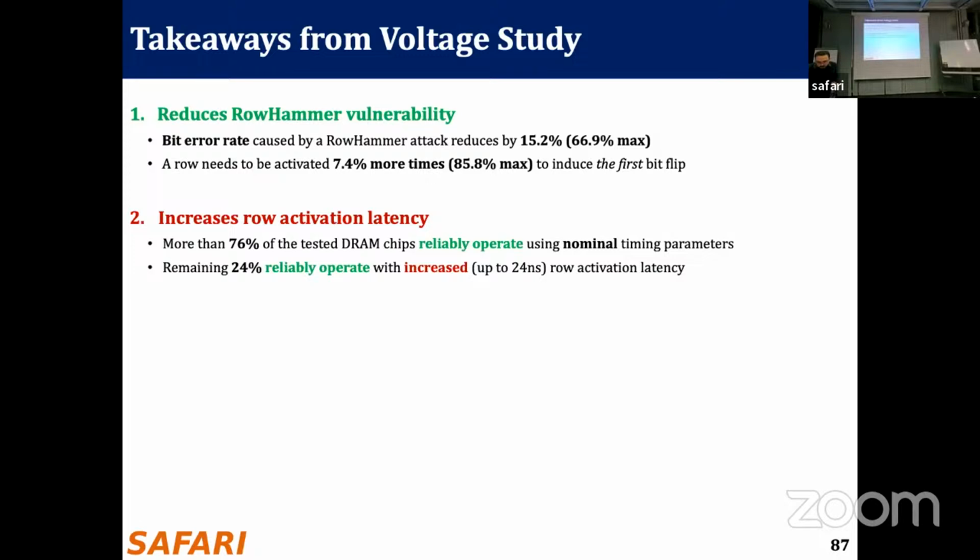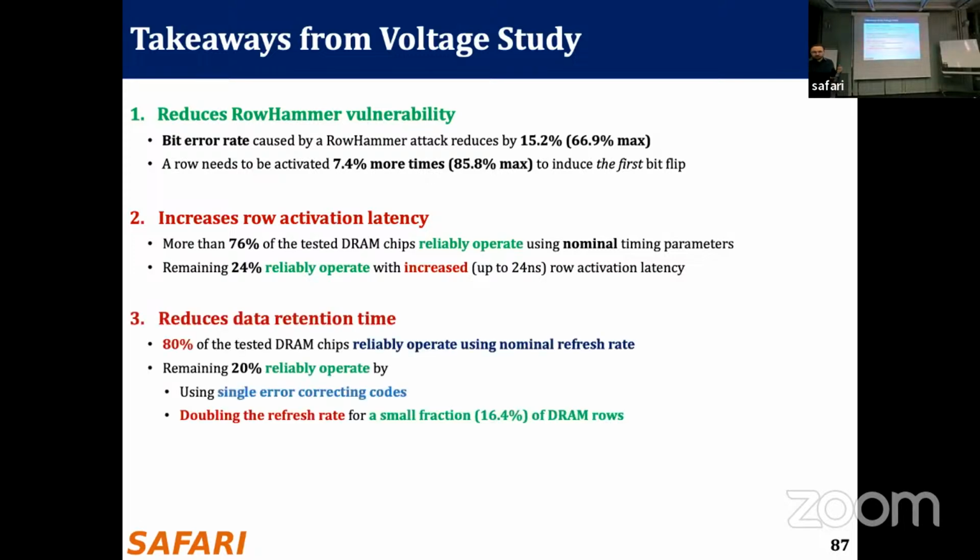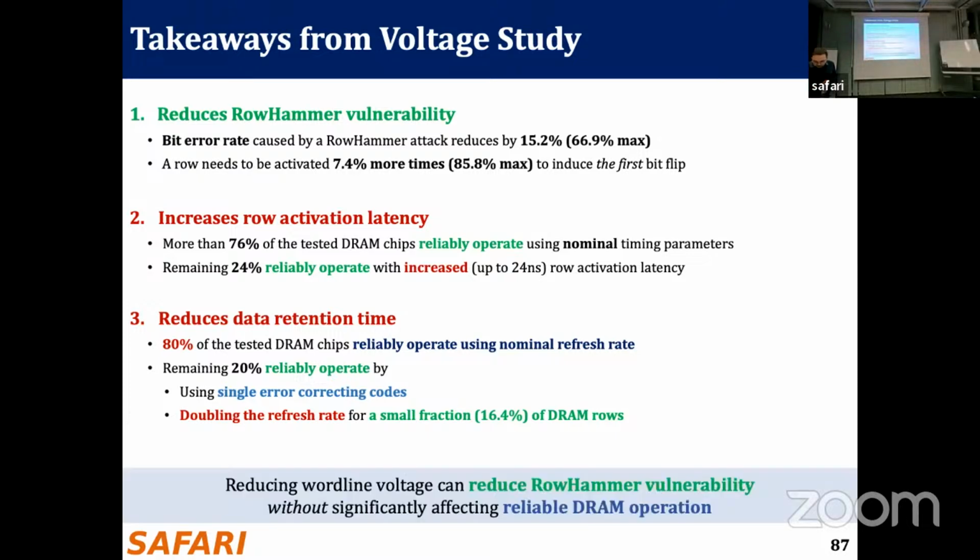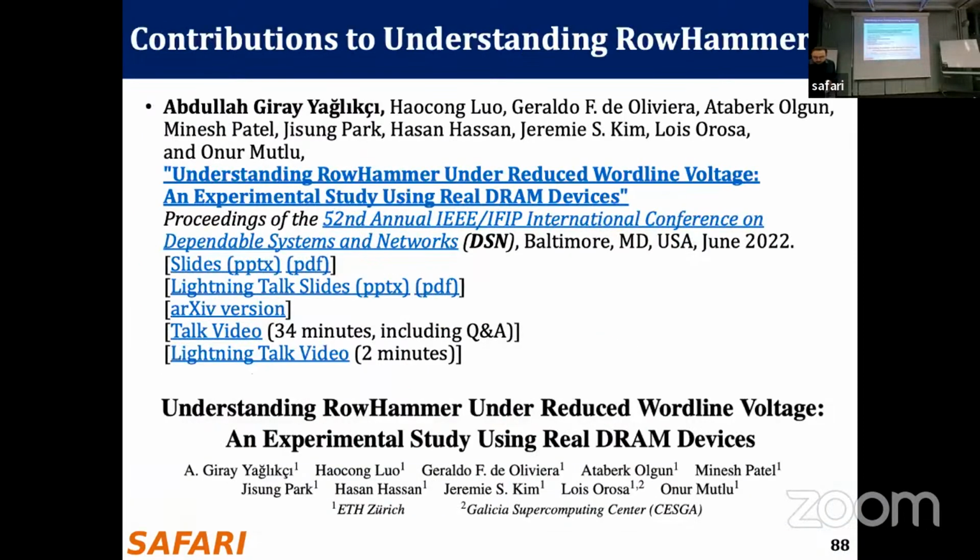Okay, this is just a summary of the takeaways. Reducing wordline voltage reduces RowHammer vulnerability. It comes at the cost of increased row activation latency and reduced data retention time, but we have ways to compensate for that. And this was our hypothesis. Reducing wordline voltage can reduce RowHammer vulnerability without significantly affecting reliable DRAM operation, and we showed that through real chip experiments. And this paper was published in DSN 2022. You can go check and see more in-depth analysis.